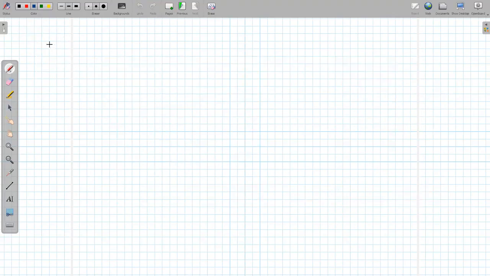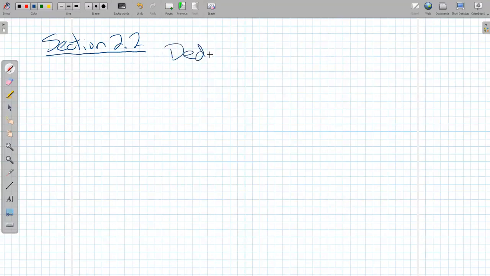Page. Section 2.2 in our book. Hopefully you've at least started reading it. The reading assignment due today is an introduction to deductive reasoning.